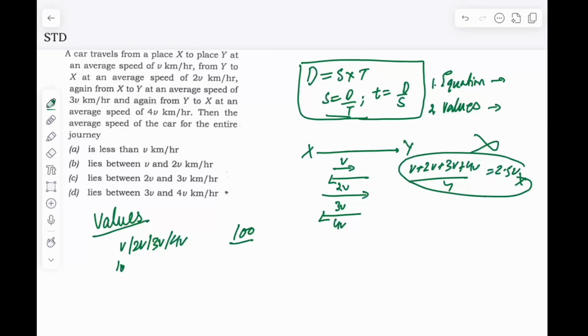So what would be the first time? With speed 10, it will take how many hours? 10 hours. Then 2V would be 20 speed. And how many hours will it take to cover 100 kilometers? 5 hours. Then 3V speed would be what? It would be 30. And how much time will it take? It will take about 3.3 hours. And then with the 40, how much time will it take? It will take 2.5 hours.